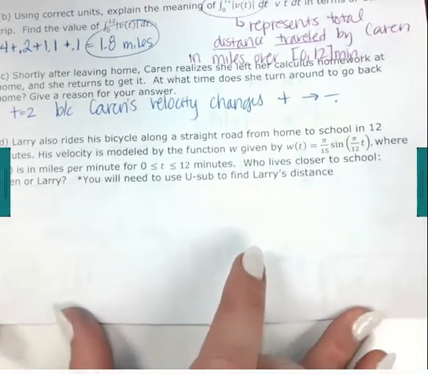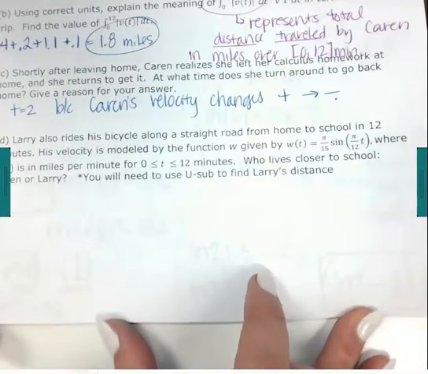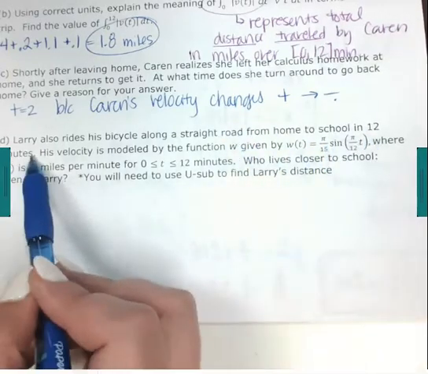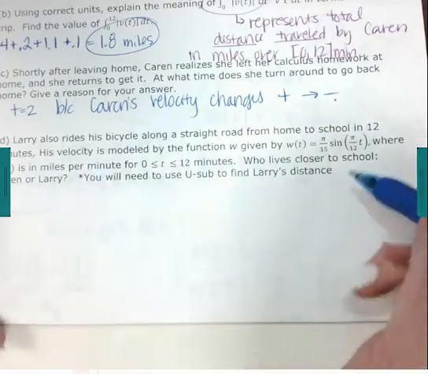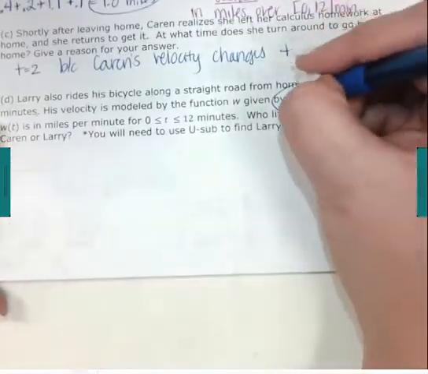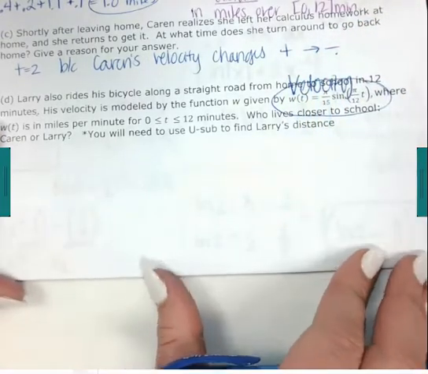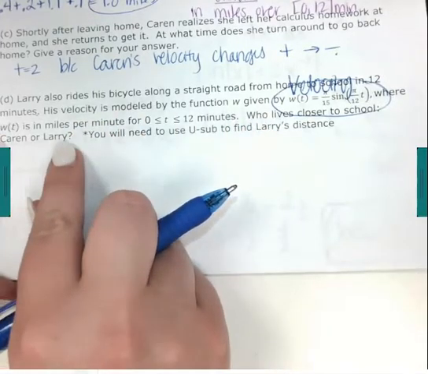Okay, part D. Last part. We can do it. Okay? Larry also rides his bicycle along a straight line in 12 minutes. Larry, his velocity is modeled by, and then instead of picking V of t, they already used V of t up here, so they decided to use W of t. But remember, this is Larry's velocity. Okay, they just didn't want to create a second V equation. Then it says, who lives closer, Karen or Larry?